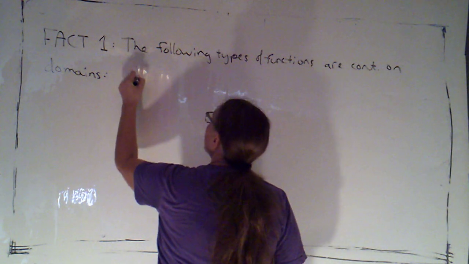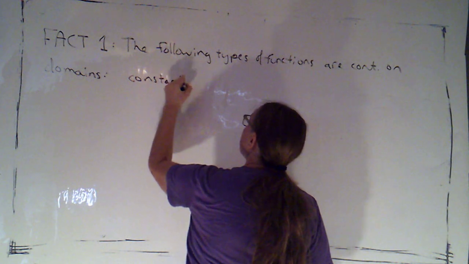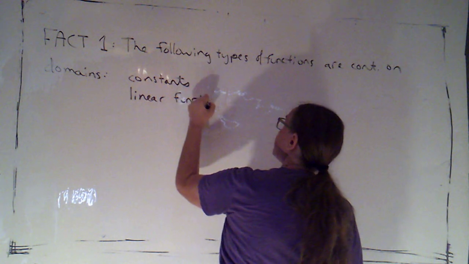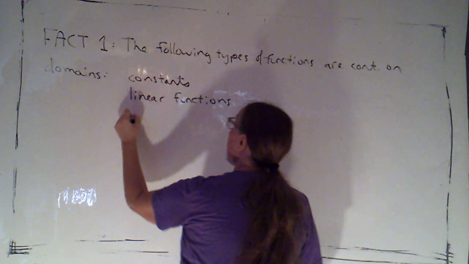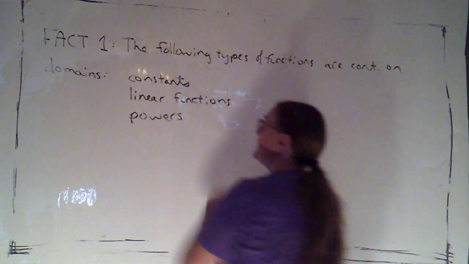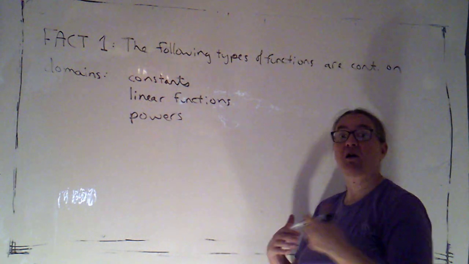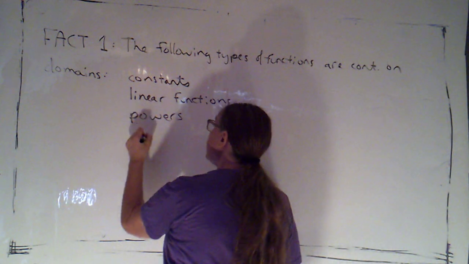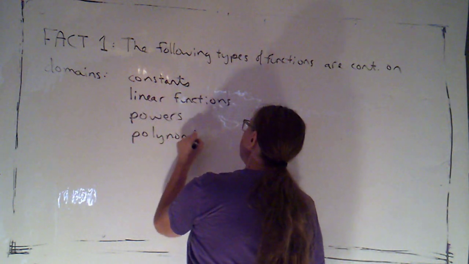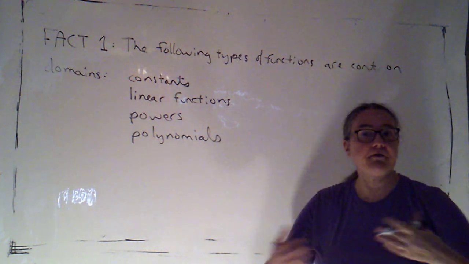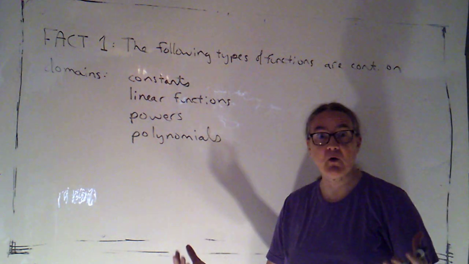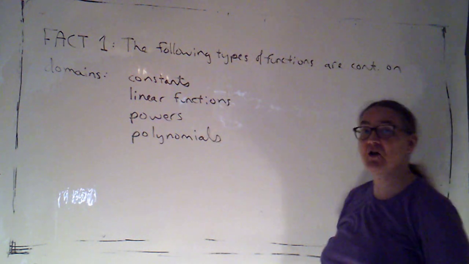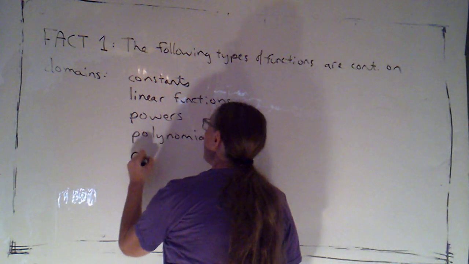Okay. So constants, linear functions, so that would just mean if the graph is a line, power functions, so things like y equals x squared, y equals x cubed, etc., etc. Polynomials, so I could have 3x squared plus 5x plus 2. I could add together some powers and some constants and build a polynomial. That's going to be continuous.